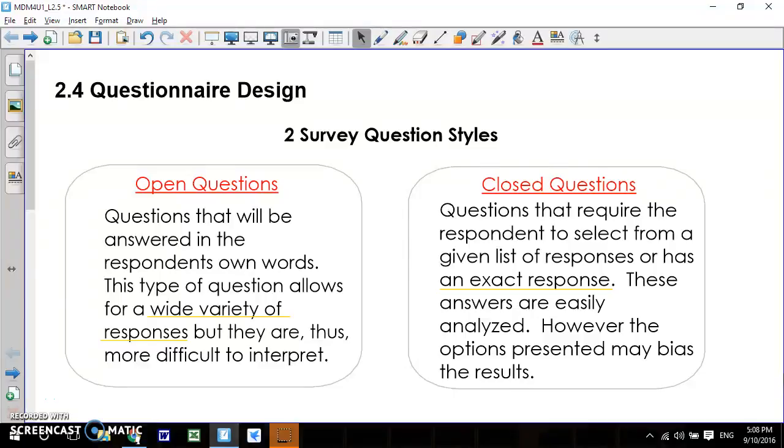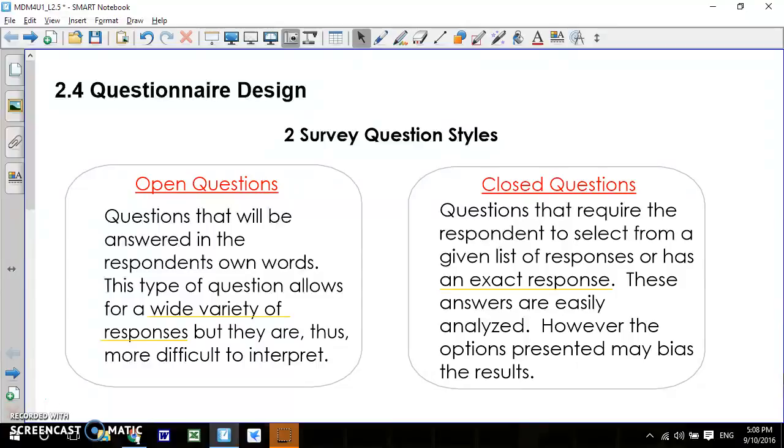Hi, in this lesson we're going to look at sections 2.4 Questionnaire Design and also section 2.5 Bias. So for questionnaire design, basically we will focus on different types of question styles and types of questions.